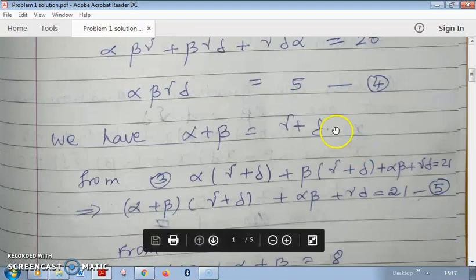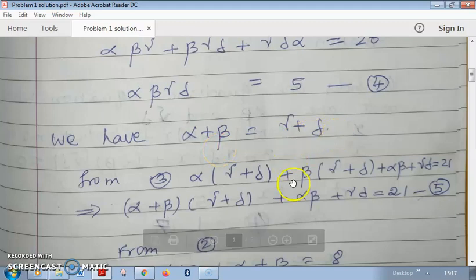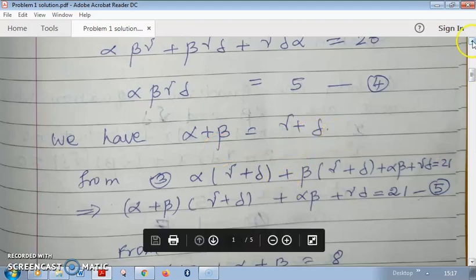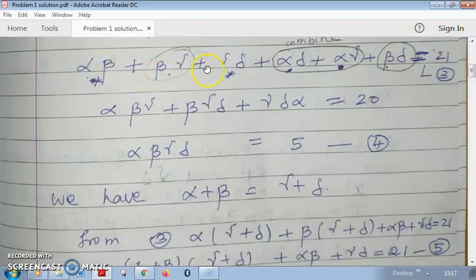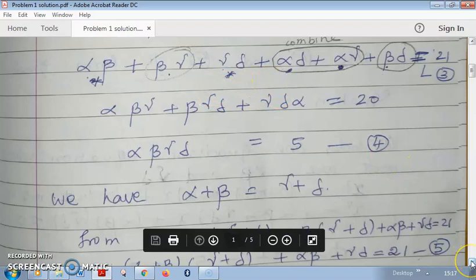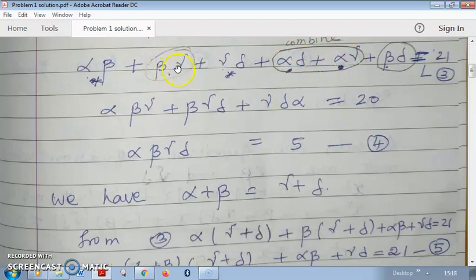So up to this you know already. And what is given in the question is alpha plus beta equal to gamma plus delta. And from equation 3, what is equation 3? Alpha beta plus beta gamma plus gamma delta plus alpha delta plus alpha gamma plus beta delta equal to 21. This particular equation we can simplify. I made one circle, no? There you can take alpha out, that will be gamma plus delta. And these two circles, beta gamma and beta delta, you can take beta outside, it will be gamma plus delta.